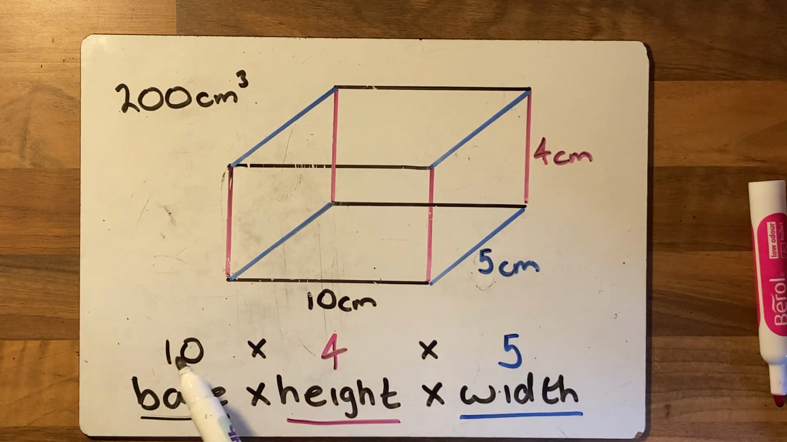Or we could have done 5 times 10 to get us to 50, and then 50 times 4 to get us to 200. It doesn't matter which order you do these in, you will always get to the same answer as long as your multiplications are accurate.